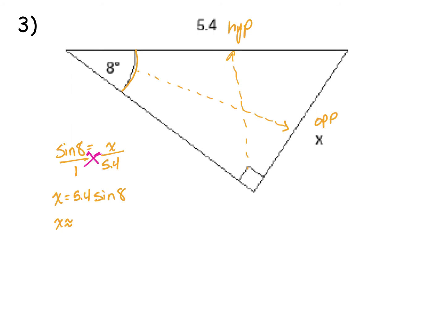So x is approximately going to be equal to, I'm going to get my calculator out and say 5.4 times sine of 8 is going to be 0.8. Questions? Marie, wake up, please.